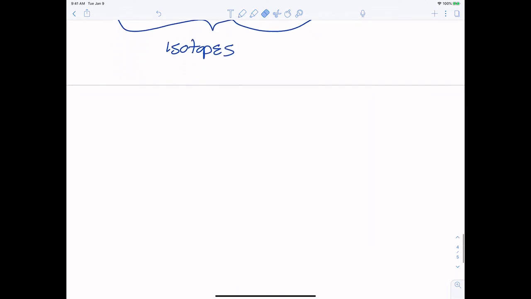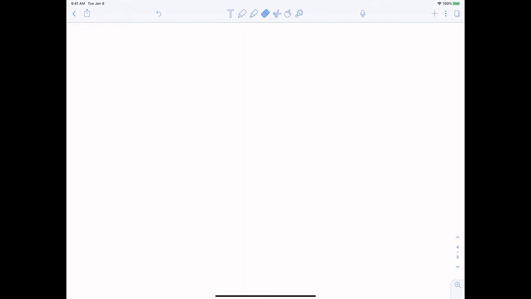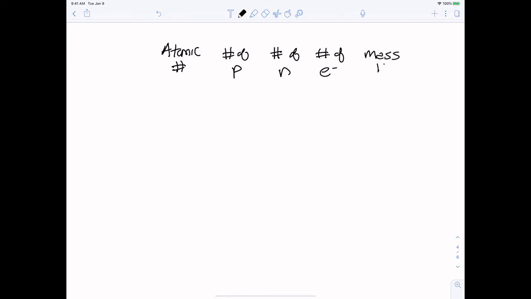So let's go through some examples. You are going to need your periodic table for this. If you don't have it handy, please put me on pause and then go grab it. And then I'm going to make a big table. So how are we going to do it? Let's do atomic number. We'll have the number of protons. Let's have our number of neutrons. I'm going to throw electrons in here. We haven't talked about those. We'll do those quick before we do our example. Number of electrons, and then our mass number.